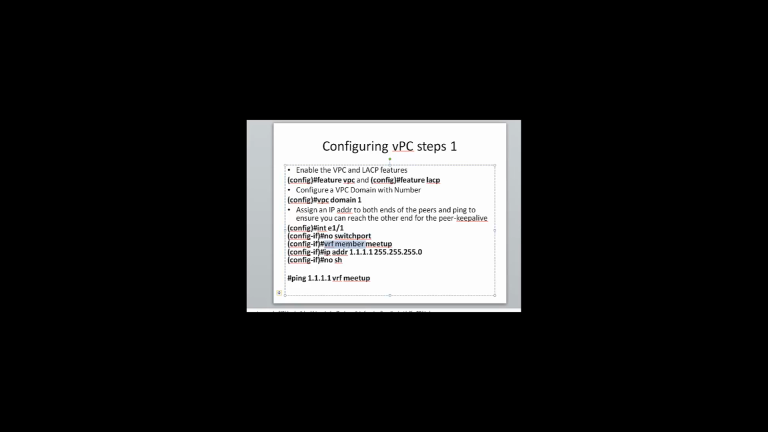We'll put it in its own VRF. In my case, I called it meetup, but generally you'll call it something like VRF keepalive. Give it an IP address, and of course do a no shut. And then just verify that you can ping the other side, whatever the other IP address is. I just use 1.1.1.1 to make it easy. VRF meetup.